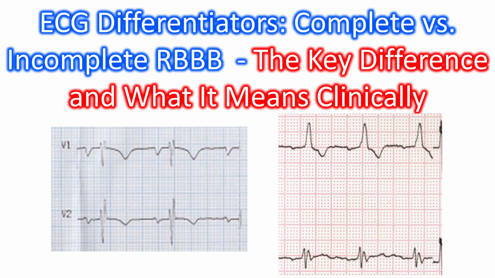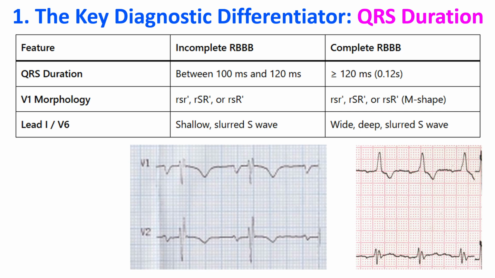Understanding the distinction between complete and incomplete right bundle branch block is essential for accurate ECG analysis. While they share a common look, the difference lies entirely in the speed of conduction through the right ventricle. The key diagnostic differentiator is QRS duration. The primary way to distinguish between the two is the measurement of the QRS duration. Both patterns involve a delay in right ventricular depolarization, but the extent of that delay defines the category.